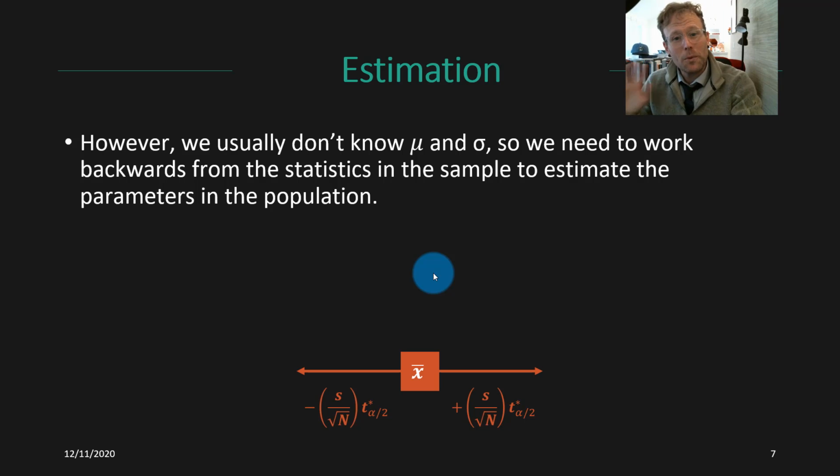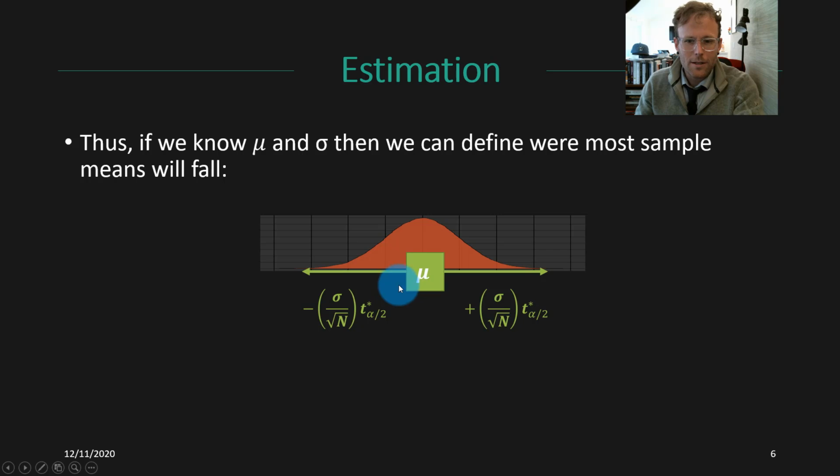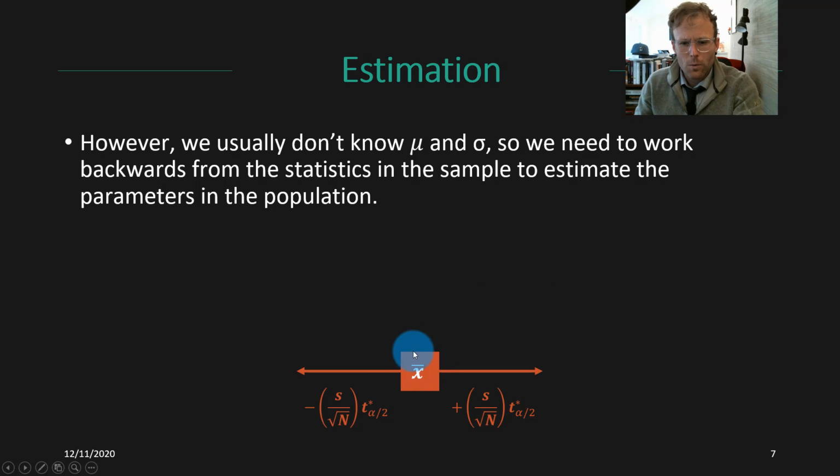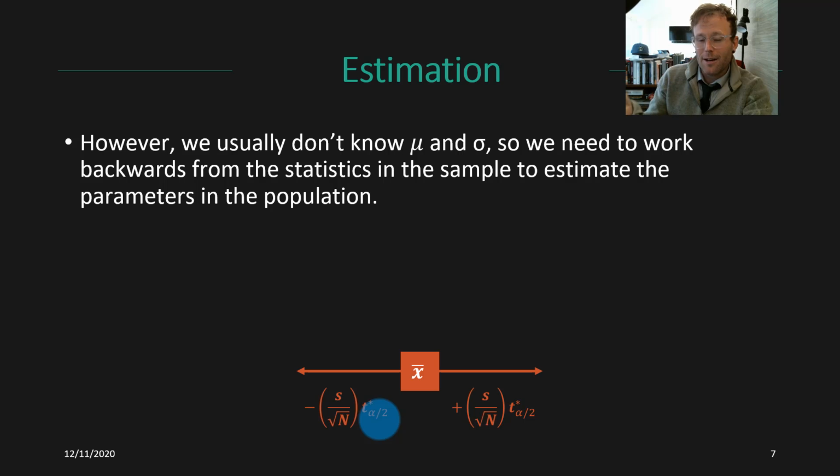Now, where these come in really handy is when we don't know mu and sigma, which we usually don't. So we want to work backwards from the statistics in the sample in order to try to estimate the parameters in the population. So here we knew mu, and we could say, well, this is where we think the sample means, the x bars, are going to fall. Here we know x bar, but we don't know what mu is. However, we can use the same equation now working backwards to get upper and lower confidence limits that will give us plausible values of the population parameter mu.